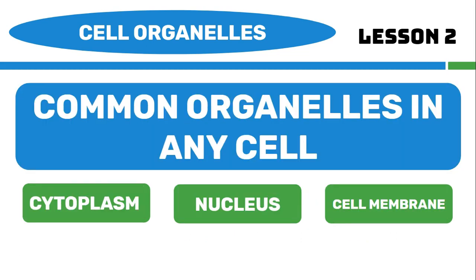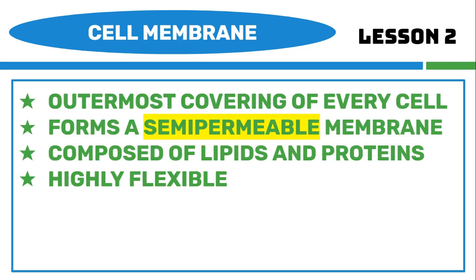So in any cell, whether it be a plant cell or an animal cell, any cell has these three organelles: a cytoplasm, a nucleus, and a cell membrane. So let's look at the cell membrane first.